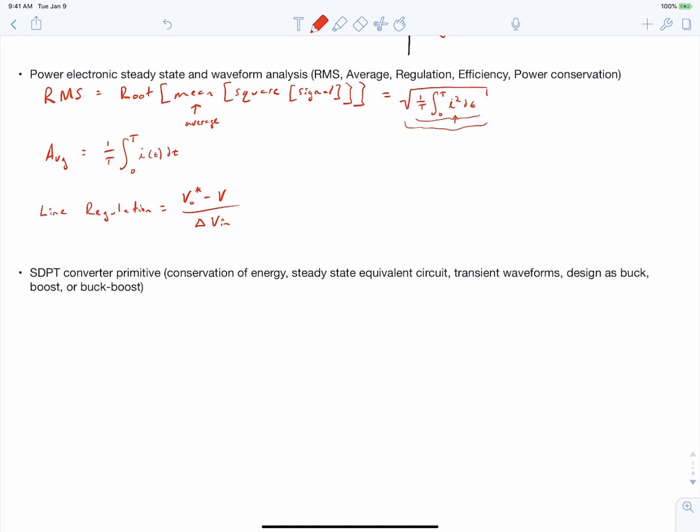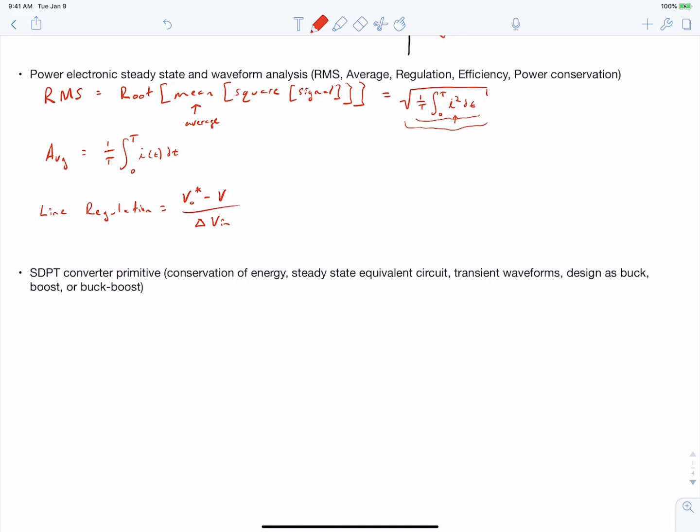So a low regulation number corresponded to the circuit having low error for a high swing of the input voltage. A high regulation number, say 50%, meant that we had a high swing in our output voltage when our input voltage had a high swing. So we want to have a regulation that has a very low value. You would like 0% regulation if it was possible.